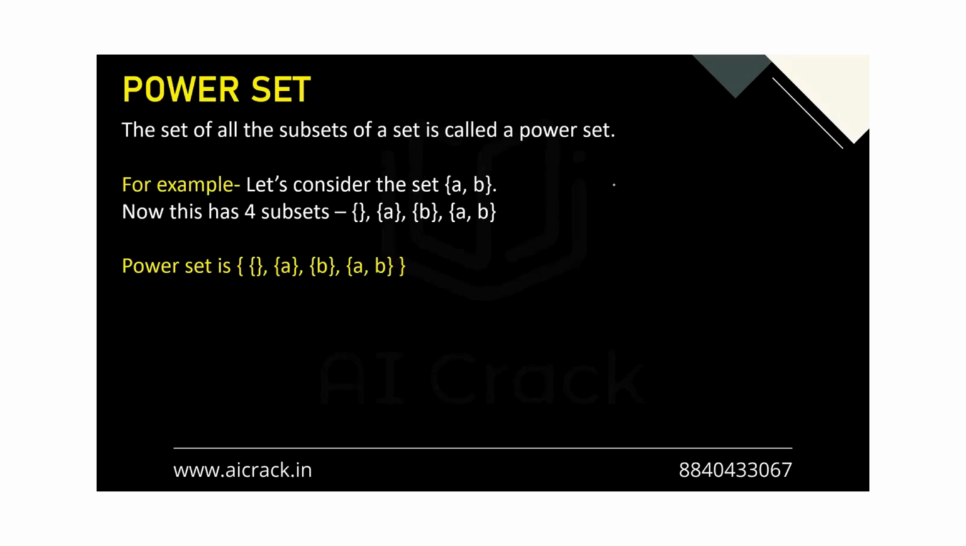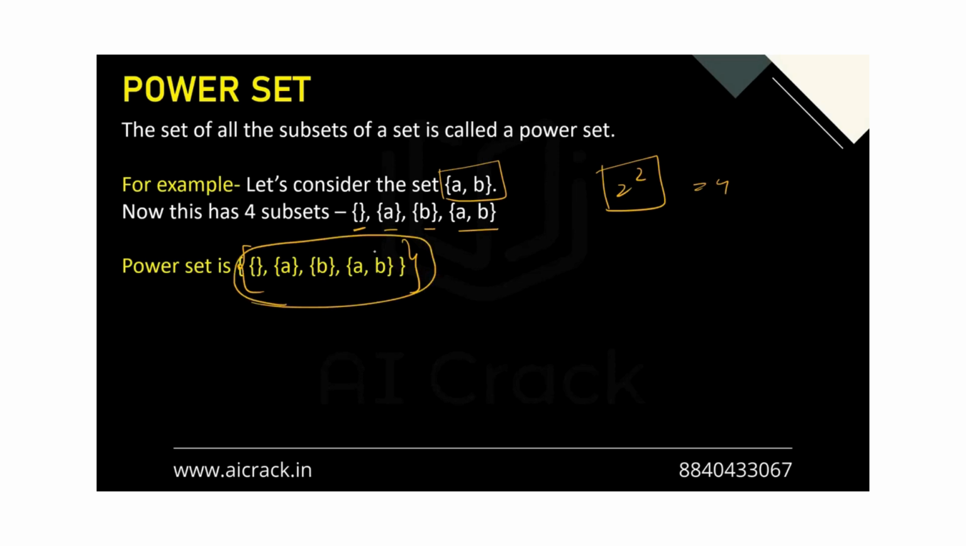So if we use the formula 2 raised to the power 2 for calculating the total number of subsets, that comes out to be 4. And those four subsets are: the first is the null set, then these two single-element sets, and this one as the improper set. So these are the four subsets of this particular set. Now if we take all these sets as elements of one particular set, then this becomes a power set. So for A comma B as a set, this is the power set. Basically, a set of all the subsets is called a power set, right?